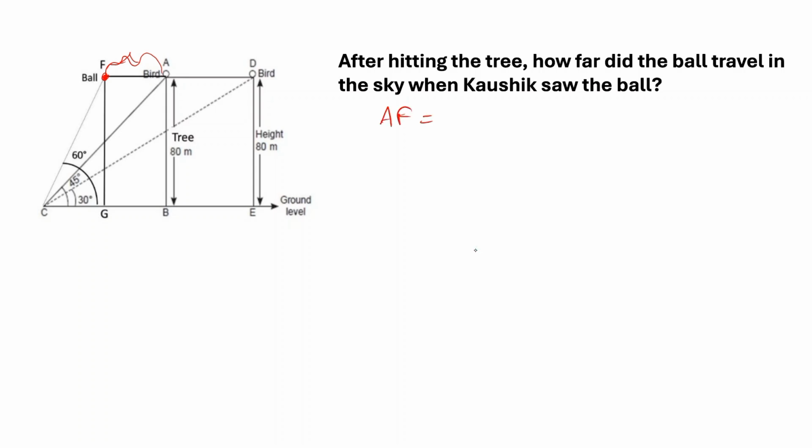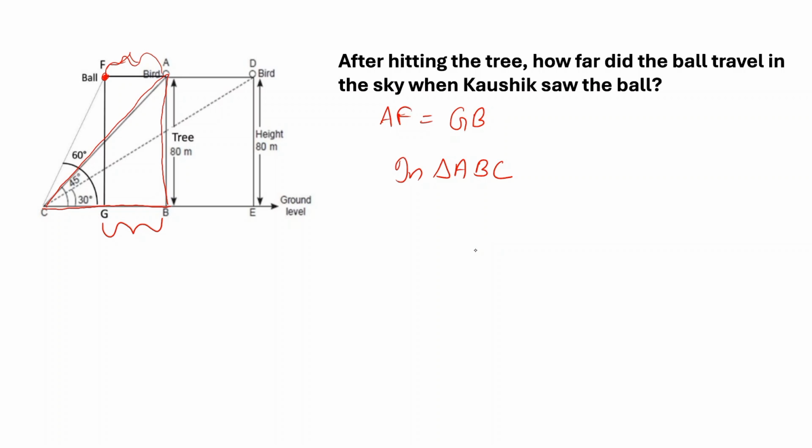AF is the same as GB, okay? So how to find GB? We have to find which triangle. GB is included in which triangle? This triangle, right? Triangle ABC. So in triangle ABC, what happens?